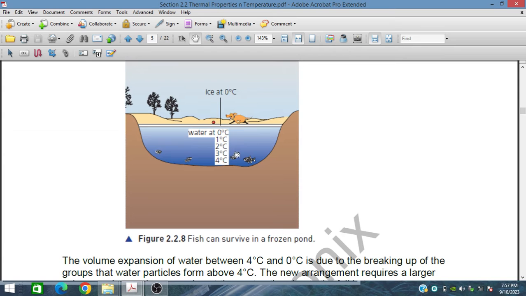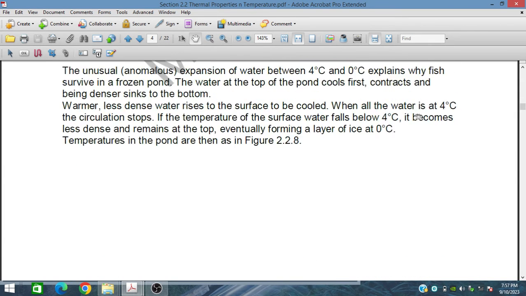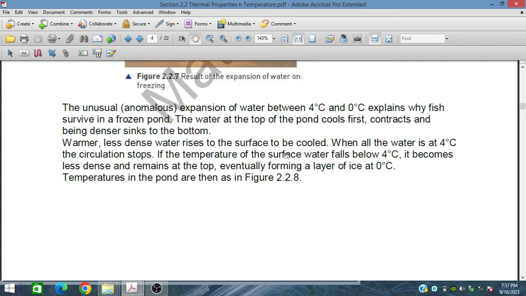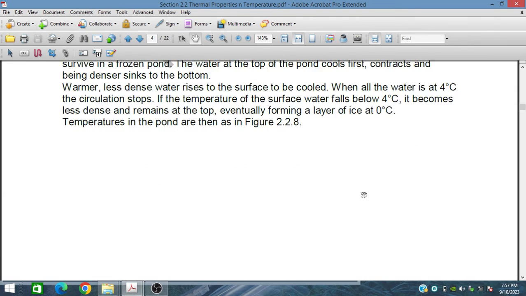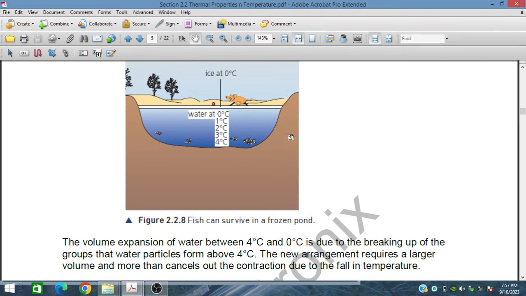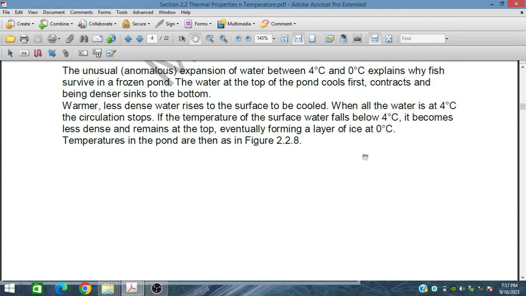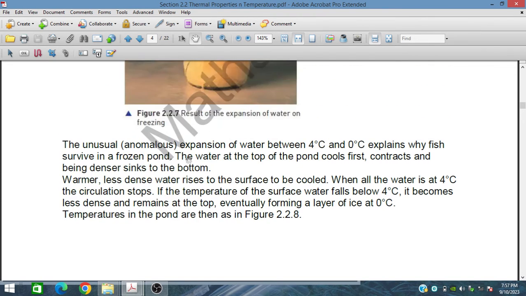The lighter water comes to the upper surface. The warmer, less dense water rises to the surface to be cooled. When all the water is at 4 degrees C, the circulation stops, and the cooler water becomes less dense and remains at the top, eventually forming a layer of ice at 0 degrees C at the top.